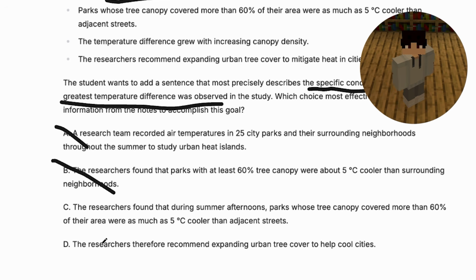The researchers therefore recommend expanding urban tree cover to help cool cities. Okay, again, not answering the question. C is right. And the thing is, we have to really check the notes to know that B is wrong. Because B and C are so close to each other, we have to make sure that there's not some kind of crazy difference. Maybe they say during summer mornings or something like that. If that was the case, then C would literally be wrong and we'd have to go for B instead.